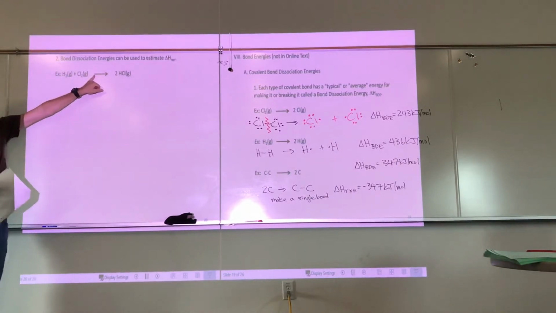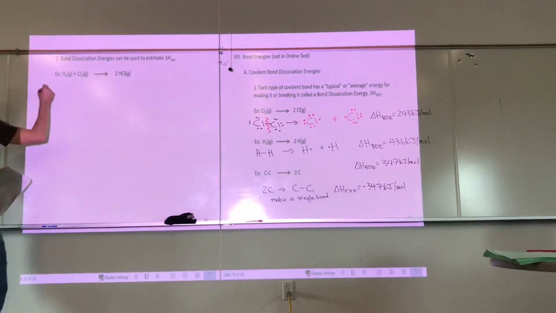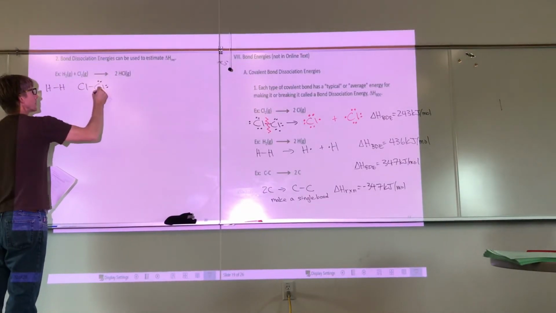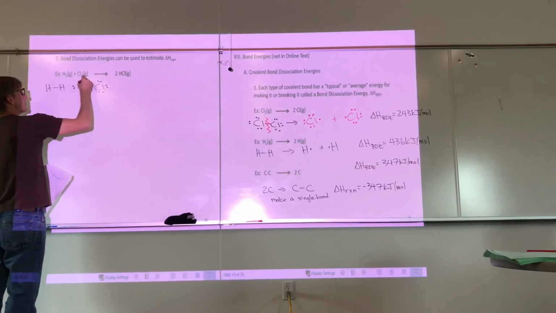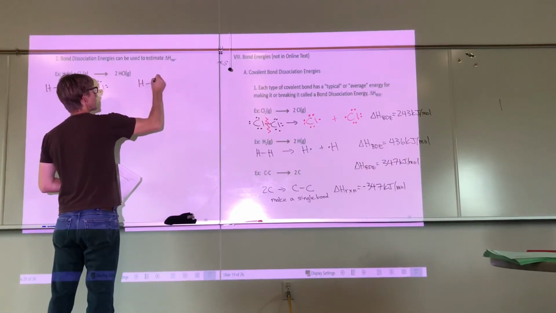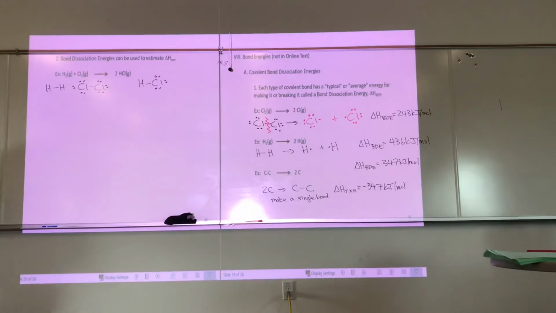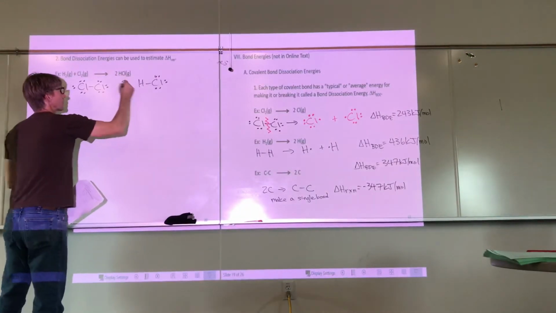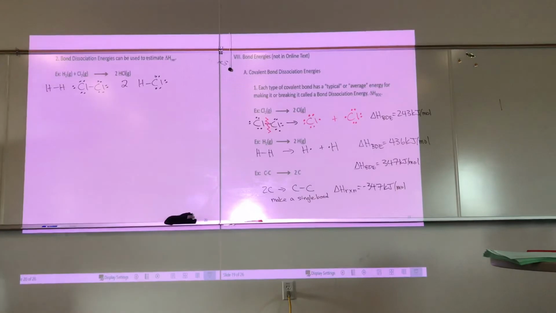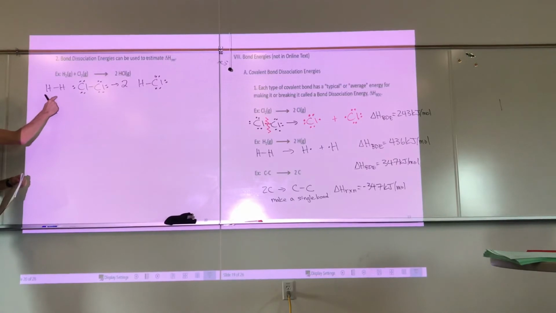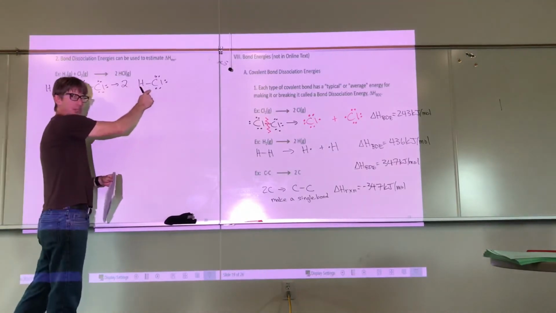Here I have 2 things reacting to form HCl gas. I will draw their Lewis structures. I will draw the Lewis structure for the products, product in this case. And I have 2 of them. And just to estimate delta H reaction, here's what we're going to do. We're going to break this bond. We're going to break this bond, and we're going to make 2 of these bonds.